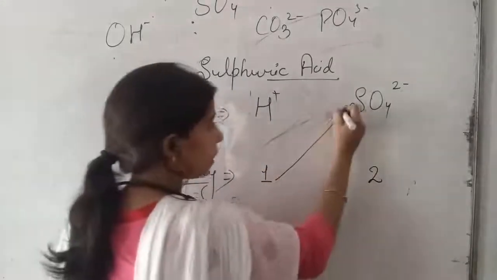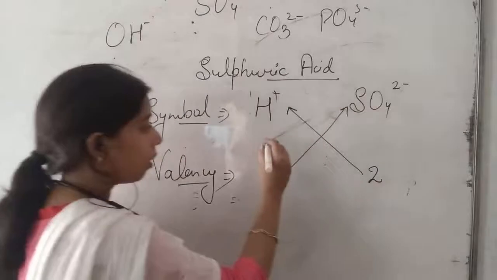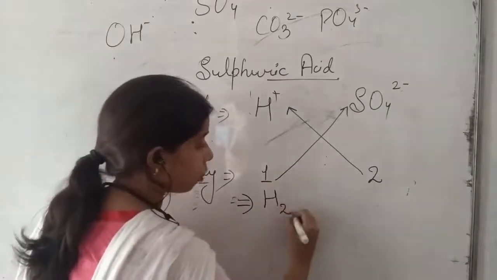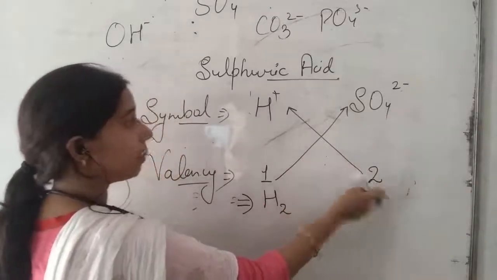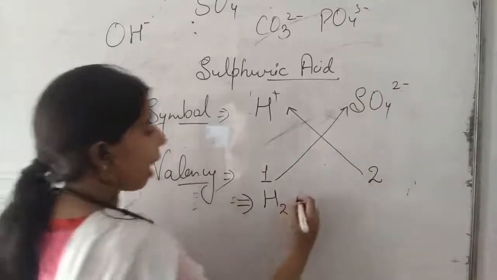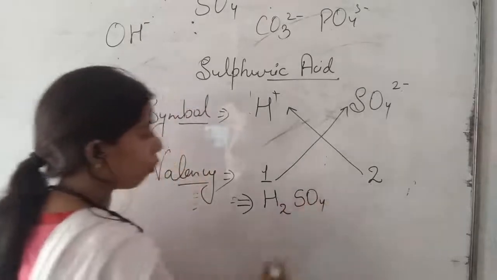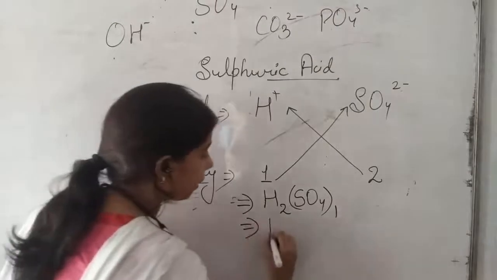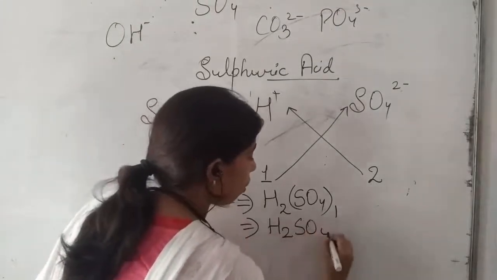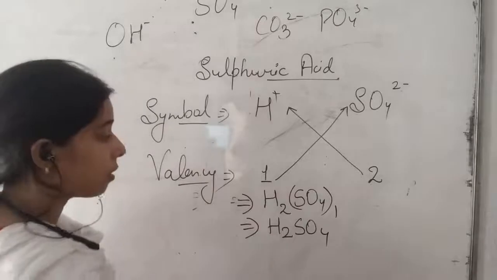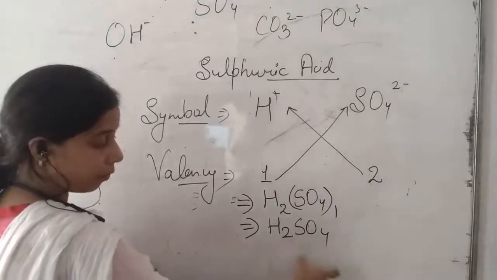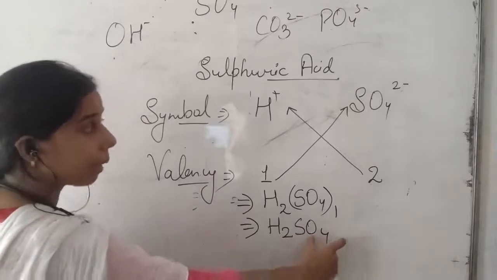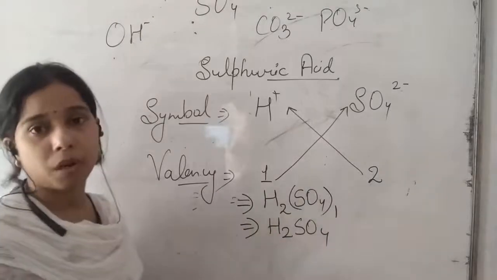Now we will crisscross each other. So the formula will be H2. The valency of the sulfate will be the subscript of the hydrogen, and for the sulfate, that is SO4, it will be SO4 1, or we can write it as H2SO4. Okay, so this is sulfuric acid, and we are able to find the valency of the polyatomic ion, by which we are able to find the formula.